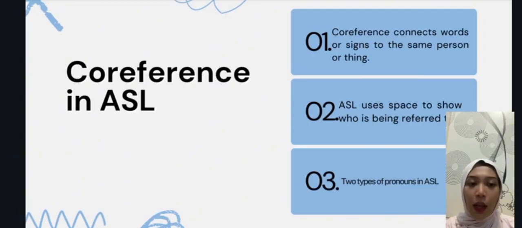Research shows that when people see a pronoun, they automatically think of the person it refers to. This happens in both spoken language and ASL. In ASL, even with null pronouns, just signing the verb in the right space helps people understand the reference quickly.